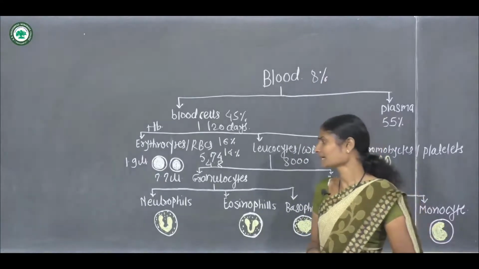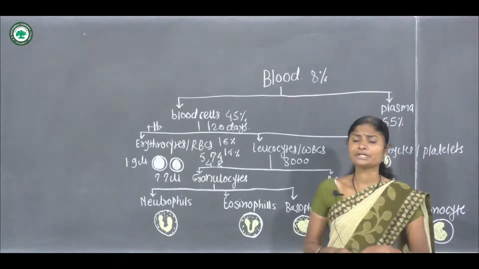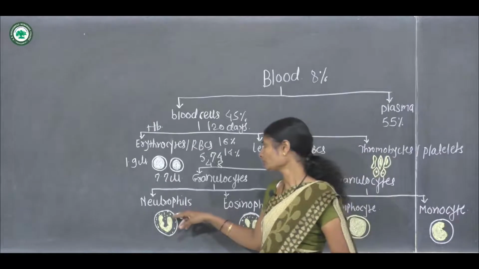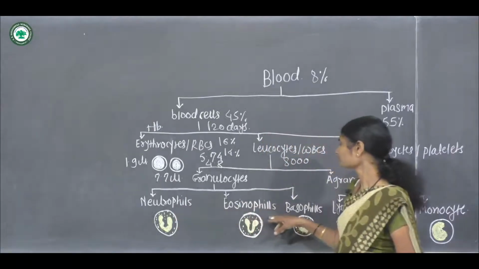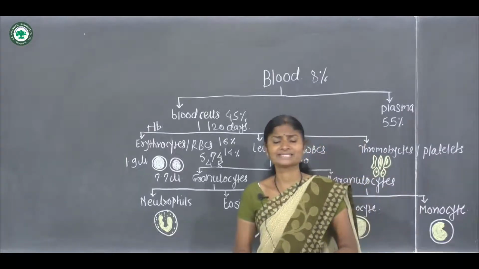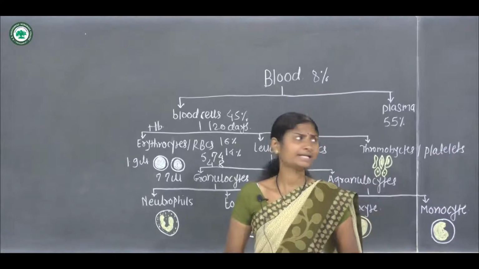There are three types: depending upon their affinity for the neutral dye, these are called neutrophils, and eosinophils and basophils have affinity towards the acidic and basic dyes. These are divided into three types.